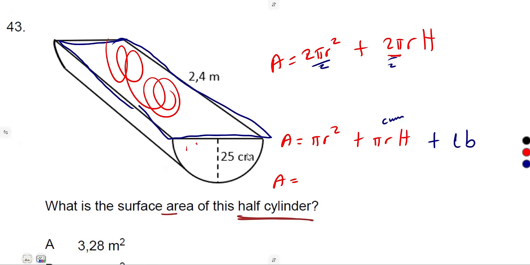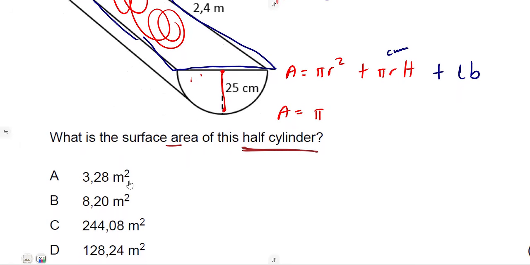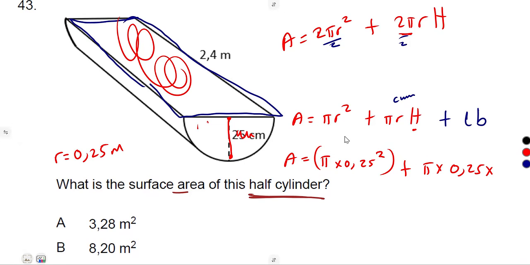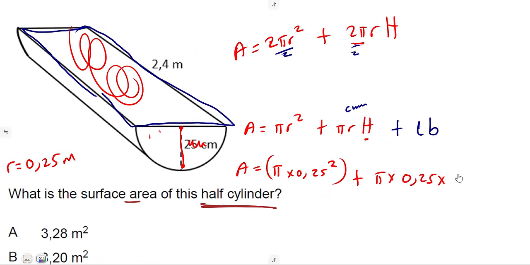Pi r squared, do we have the radius? Our radius from the center to this, that's our radius. Okay, the answers also, let's check. Our answers are in square meters. So there's a need for us to convert our radius, 25 centimeters to meters, divide by 100, that's 0,25 meters, all right? So we have our radius, 0,25 squared, plus pi times the radius, 0,25, times the height from one section to the other, which is what? The 2,4 meters.